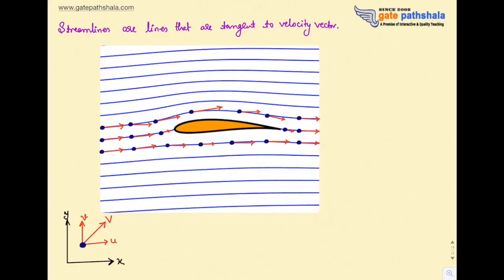Here we have a flow around airfoil. If we attach our reference frame to the airfoil, it appears stationary and the fluid appears to be flowing towards right, as shown by the red velocity vectors. Streamlines are lines that are tangent to the velocity vectors of individual fluid elements. Let's look at the velocity vector of an individual fluid element and decompose the velocity into x component and y component.